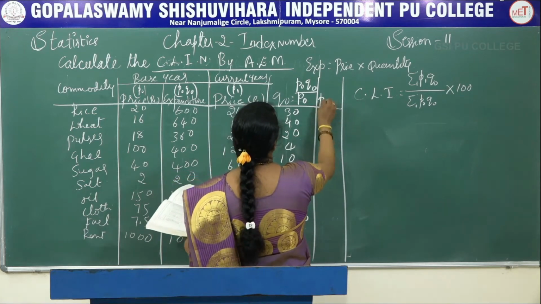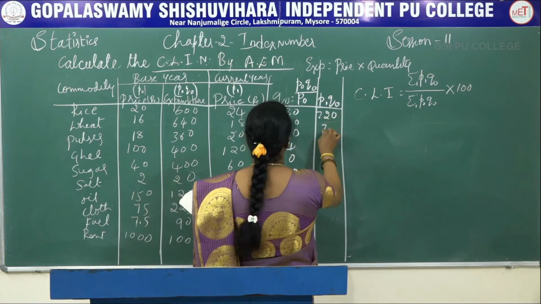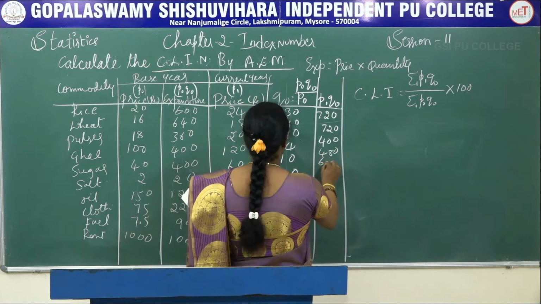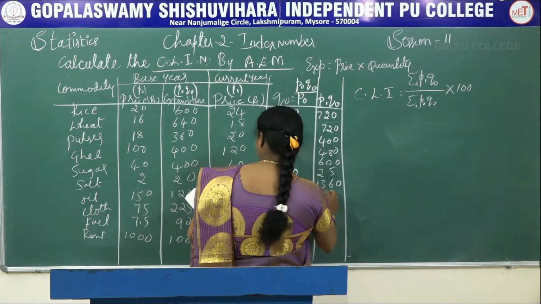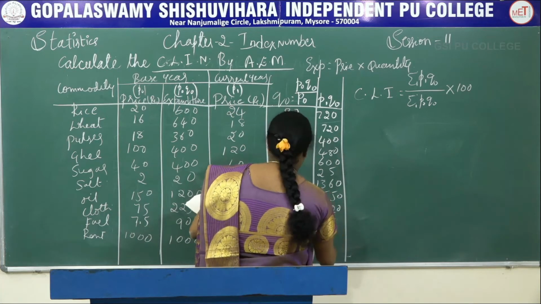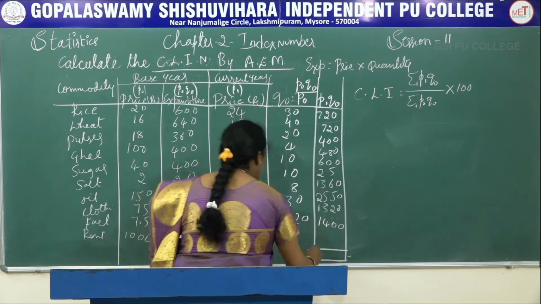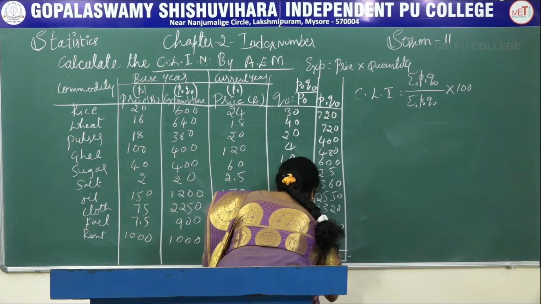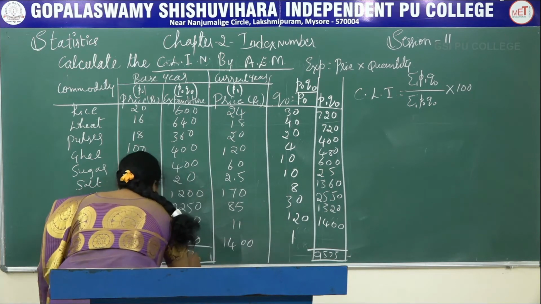And next the product of P1 Q naught, it is 720, 480, 600, 25, 2550, 1320, 1400. And here we want the sum of P1 Q naught, that is 9575, and the sum of P naught Q naught, it is 7770.